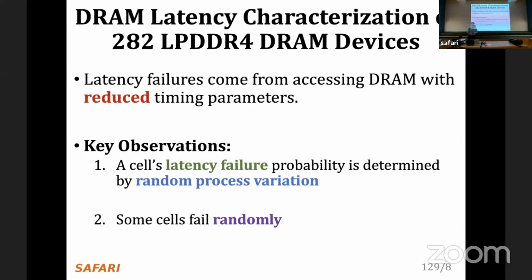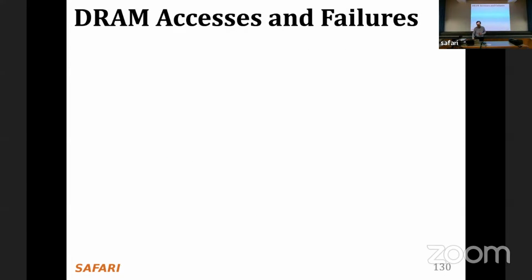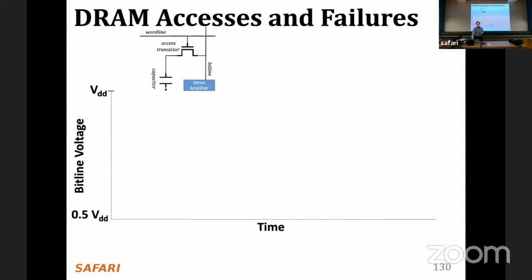So if you can identify which cells fail randomly at a given latency point, you keep testing that cell, and the failure pattern gives you a random number. Basically, if it fails, you encode as a 0. If it doesn't fail, you encode as a 1. And you keep doing that. That's a random number because this is based on physical random variation. That's the idea, basically. So let's take a look at why this happens.